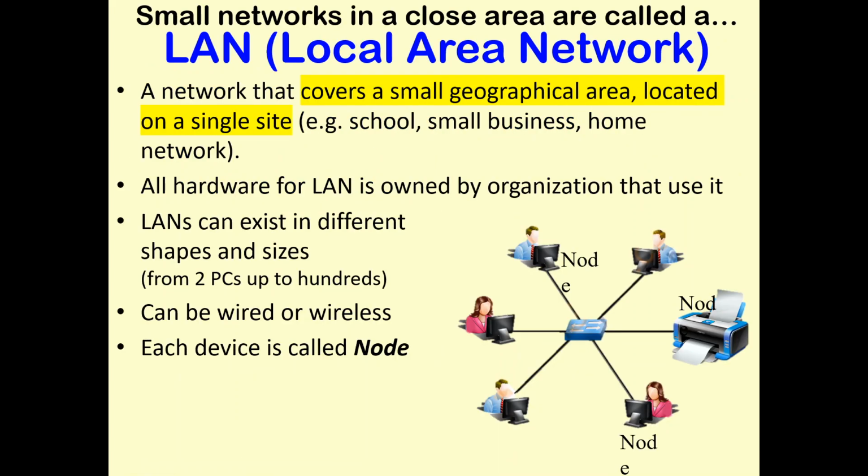We started off by looking at what a LAN is, a local area network. A network that covers a small geographical area on a single site. For example, a school, a small business or home, even a home network is a LAN, a local area, small geographical area. All the hardware in a LAN is owned by the organization or the house that use it. Okay, all the hardware is owned by them. It's not rented. A LAN could be from 2 PCs to hundreds, and it can be wired or wireless. And each device in the LAN is called a node. They're all connected together.